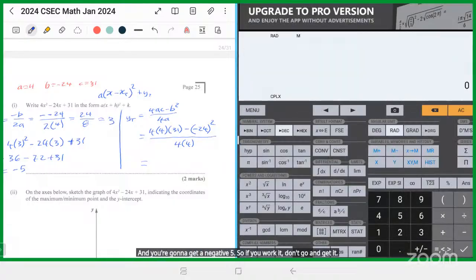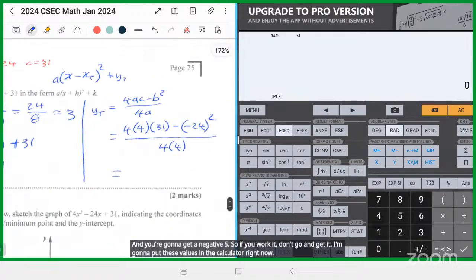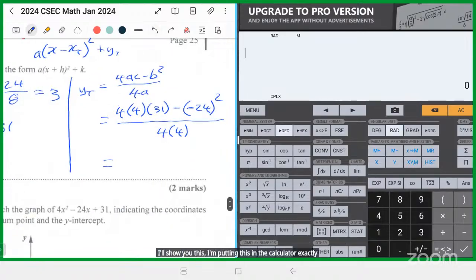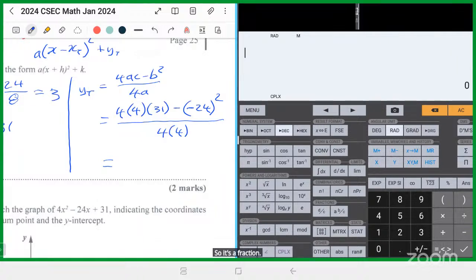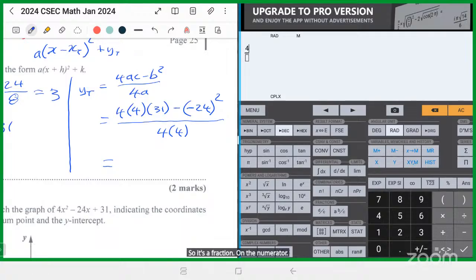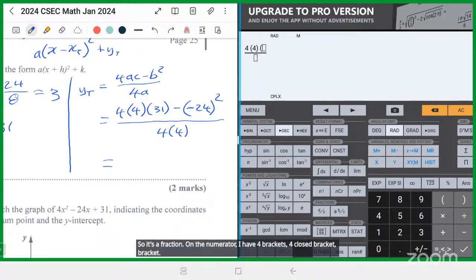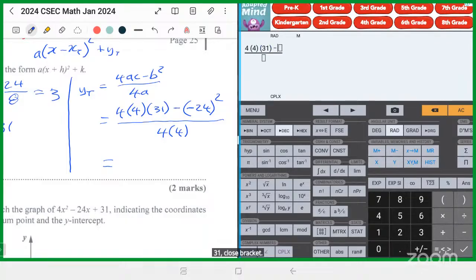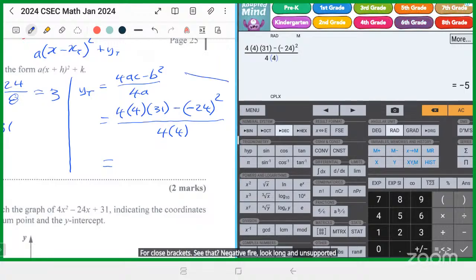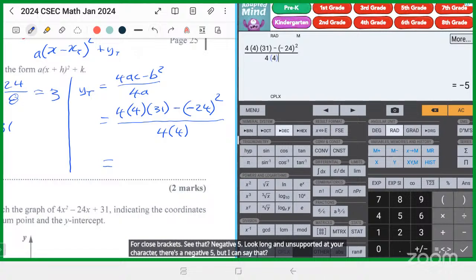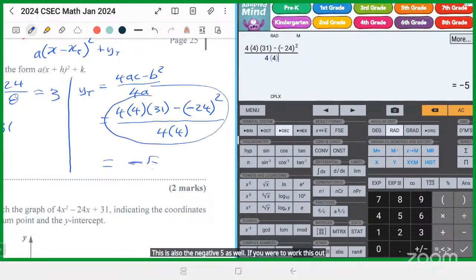I'll show you this. I'm putting this in the calculator exactly as it is there. So it's a fraction. On the numerator, I have 4 bracket, 4 close bracket, bracket, 31, close bracket, minus, open bracket, negative 24, close bracket, squared, divided by 4 bracket, 4 close bracket. See that? Negative 5. Look down on the answer part of the calculator there. So this works out to negative 5 as well. If you were to work this out and simplify, you're going to get negative 5.